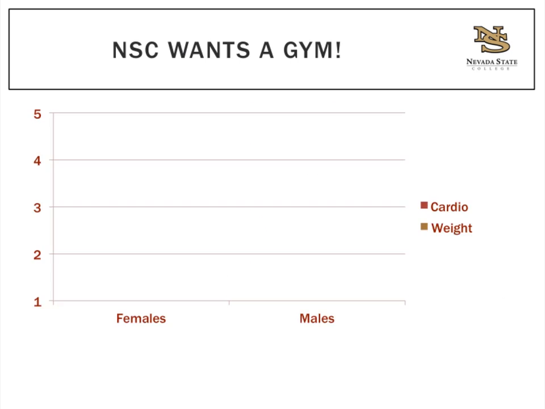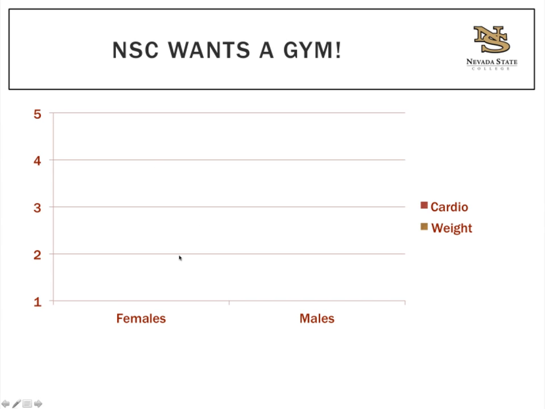Again, I'm going to show you a graph. This time I'm going to separate the females on the left and put the males on the right. Both will still have a cardio bar, which tells us how often they use cardio machines, and both will also have a weights bar, showing how often they use weight machines or free weights. Again, we have the scale on the left, 1 from never to 5 often.